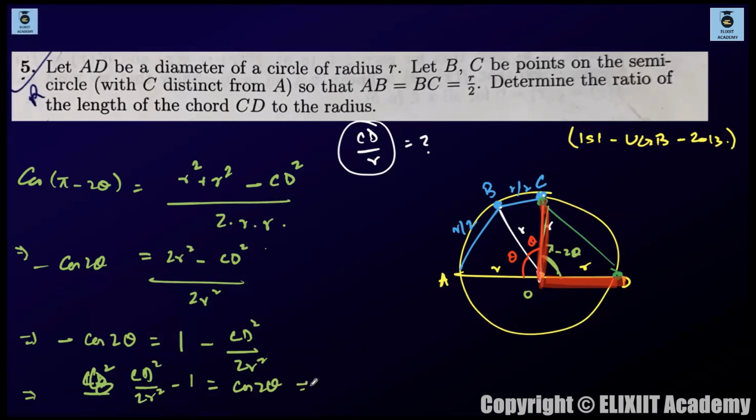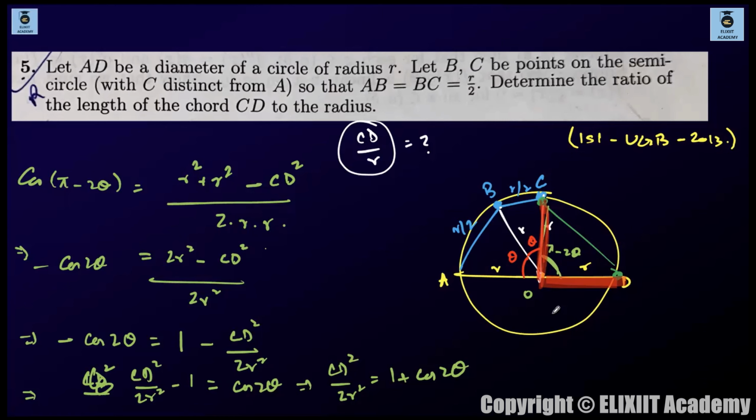So we are technically finding CD square by 2R square, which is 1 plus cos 2 theta. Now the question is, how do we know what is cos 2 theta? Theta is not known to us. Target is to find theta next, because we need to simplify the ratio. Find cos theta by cosine rule. He is saying correctly, find cos theta by cosine rule once again.